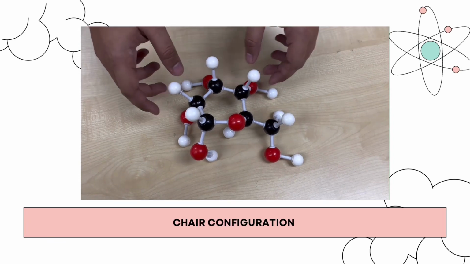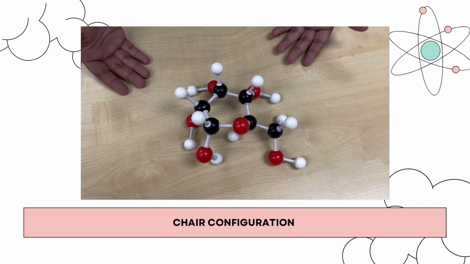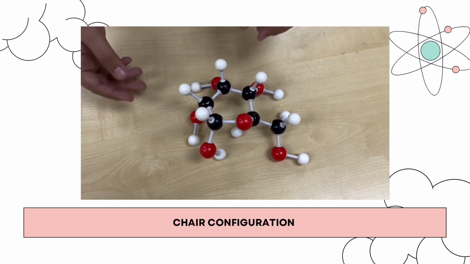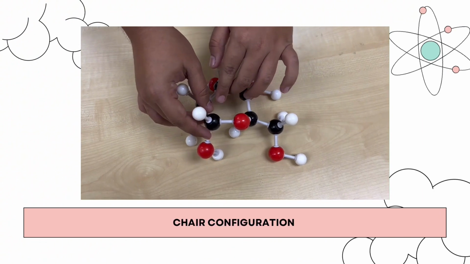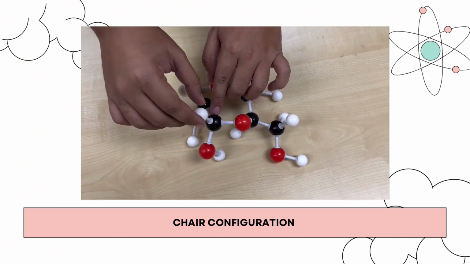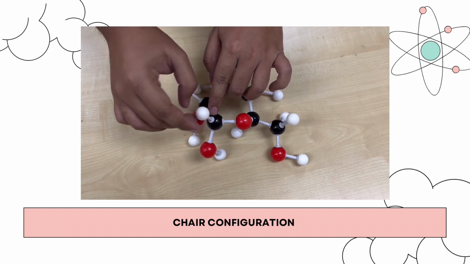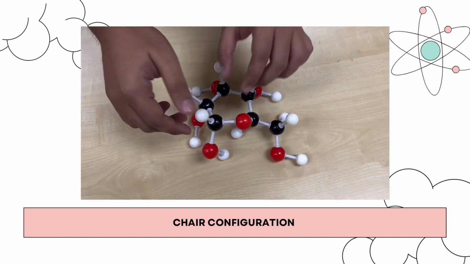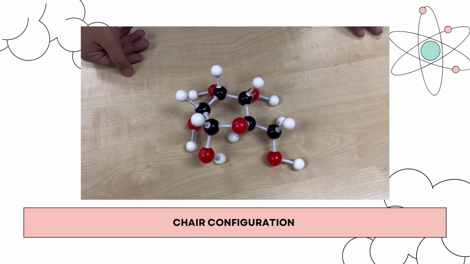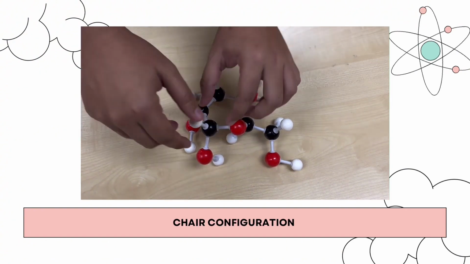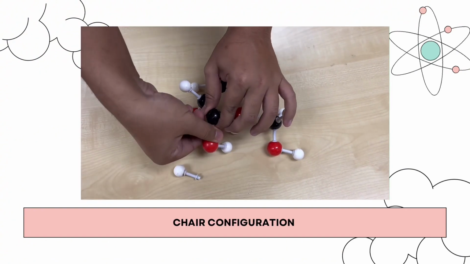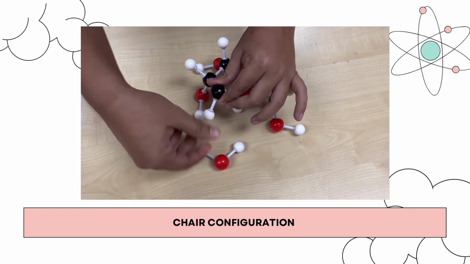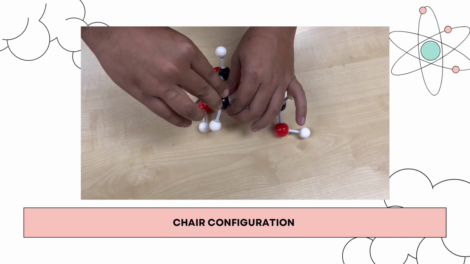Okay, so now here is the chair configuration. For alpha D-glucose, first is how to identify the first carbon. The hydrogen is placed at the upper and the OH placed at the lower. So for beta D-glucose, the hydrogen is placed at the lower and the OH placed at the upper.